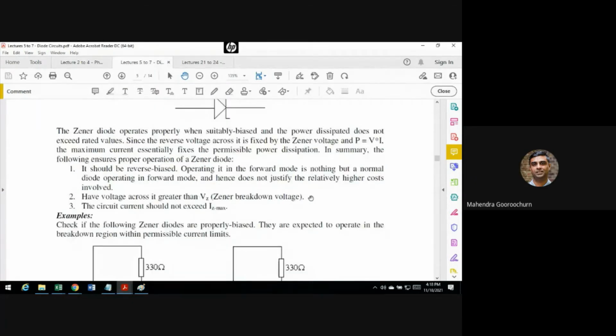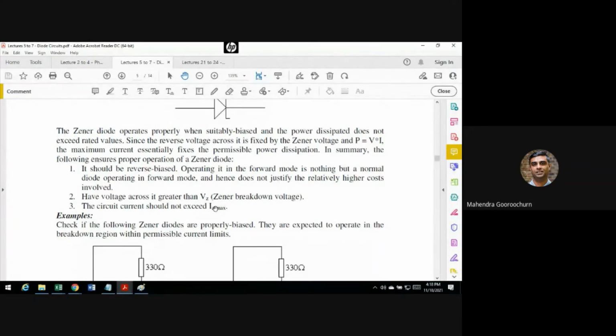You will tell me, but when will the diode get damaged? Because you can operate at any voltage you want in the reverse direction. Is it damage free? You have to be careful about one important parameter. The current that can flow in the breakdown region should not exceed a given parameter, which is given in the data sheet. So when you are designing with a diode, you first have to make sure it is reverse biased. Second, the voltage across it is greater than the breakdown voltage. That's fine, but you need to calculate the current that is flowing through it. It should not exceed a given maximum.